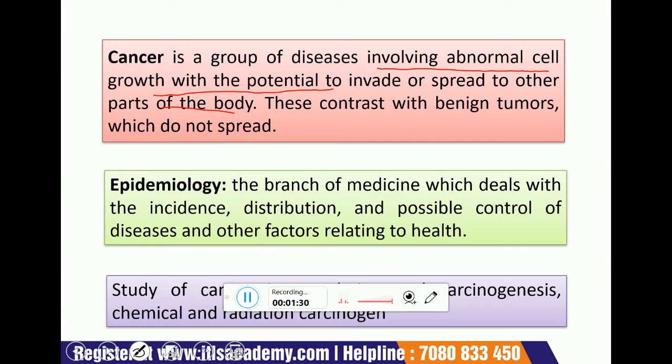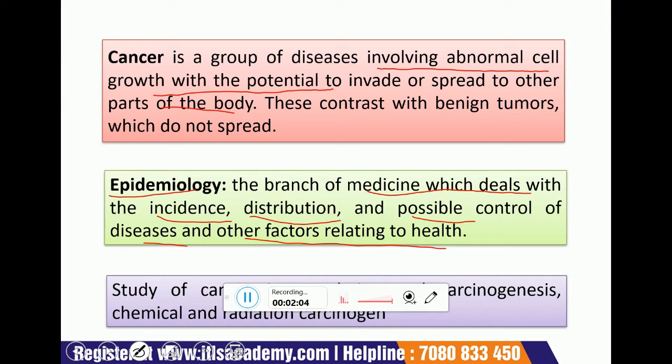So let's move on to the next definition, which is epidemiology. Epidemiology is the branch of medicine which deals with the incidence, distribution and possible control of disease and other factors relating to health. So basically, it is the branch of medicine which studies the incidence. What does incidence mean? Incidence means for a particular disease, what are the places where it is happening and what is the scenario in which it is happening.